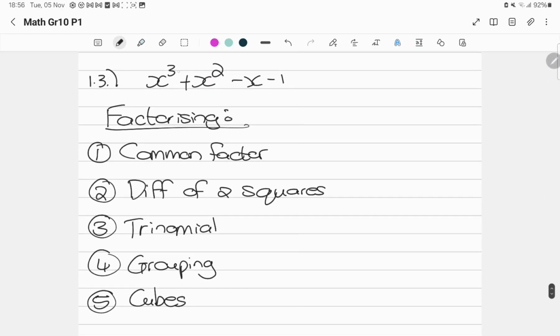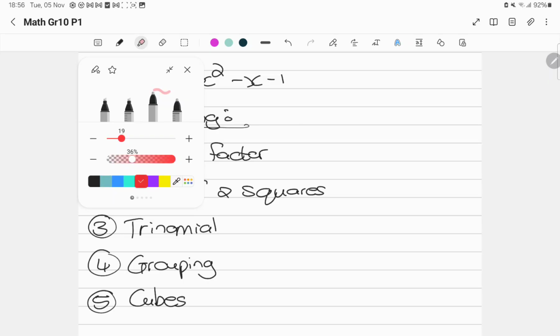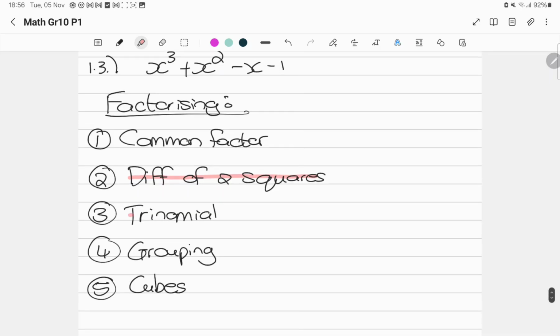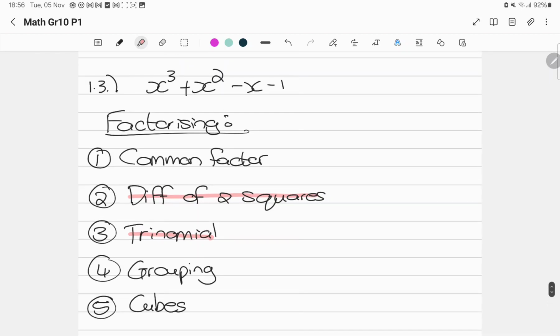I have x to the power 3 plus x squared minus x minus 1. So I immediately know that this is not going to be the difference of 2 squares, because there's more than 2 terms. I also know it's not a trinomial because there's more than 3 terms, and it's not cubes because there's no cubes. So my only options are a common factor throughout, or grouping. I check first, is there a common factor? Well, no, because there is not an x here, so I don't have a common factor. The only thing left for me is grouping.